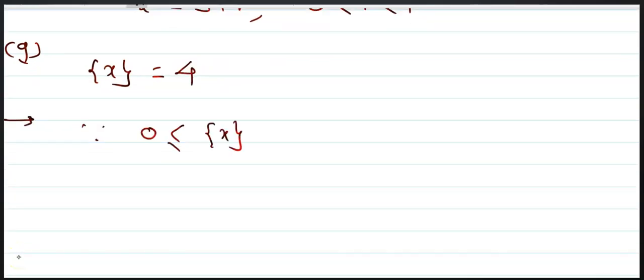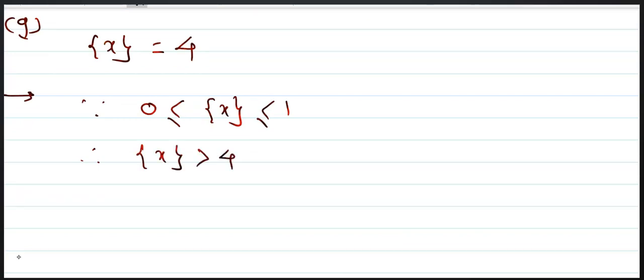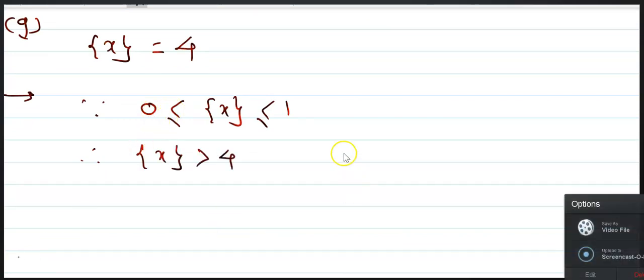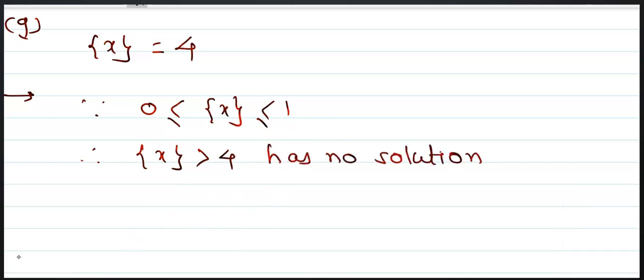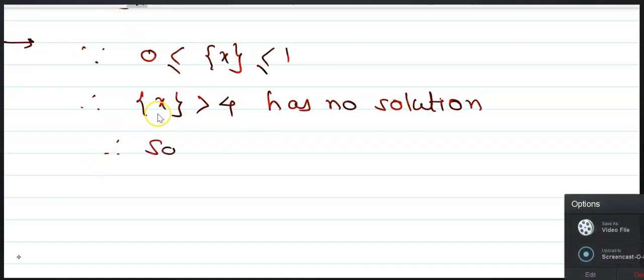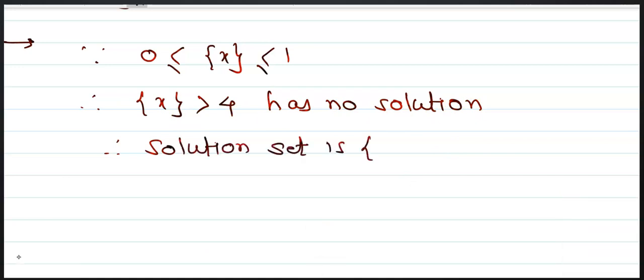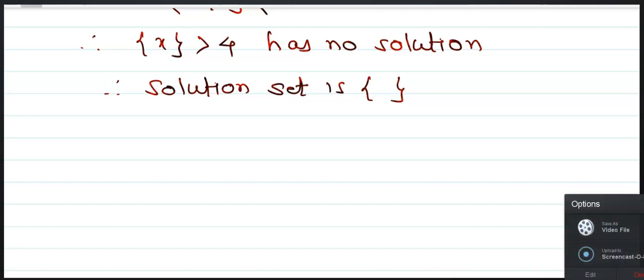The fractional part of x is equal to 4. The fractional part always lies between 0 and 1, equal to 0 and equal to 1 also. The fractional part of x being greater than 4 has no solution. Therefore, the solution set is empty here.